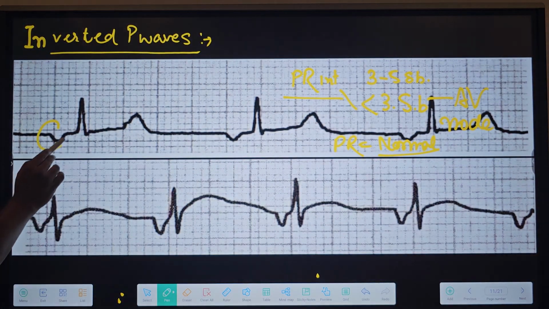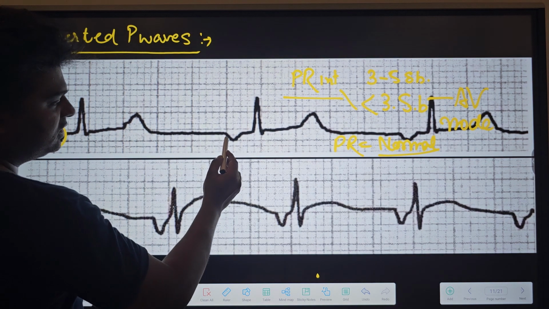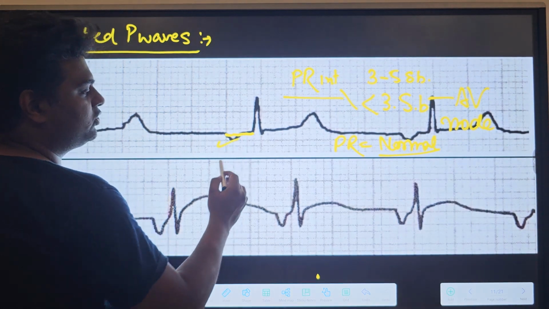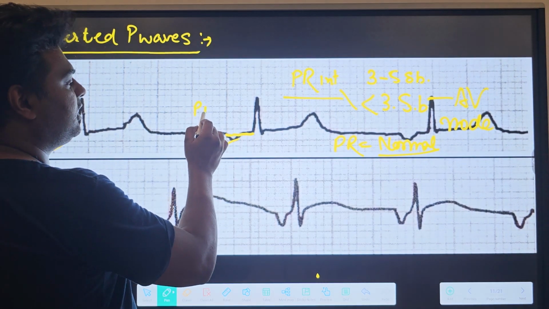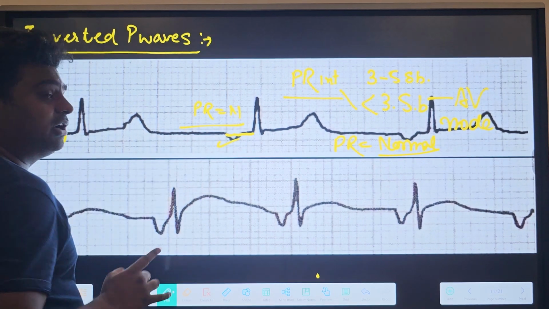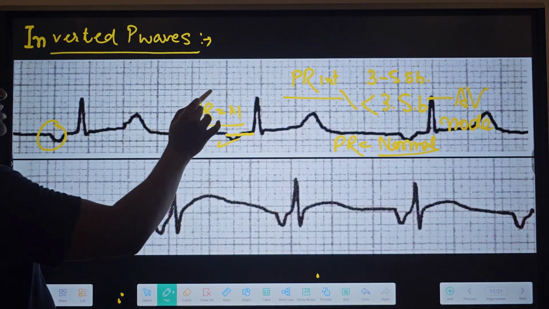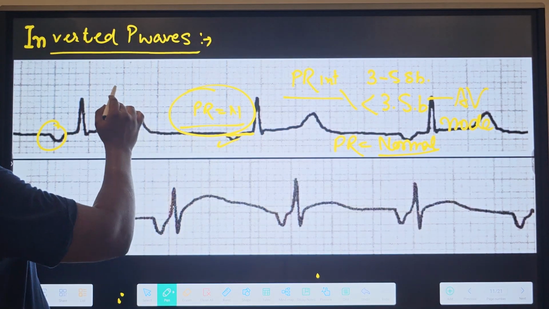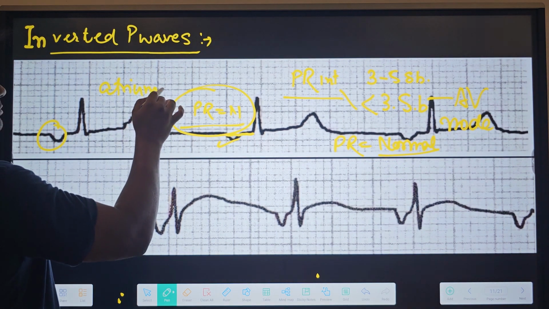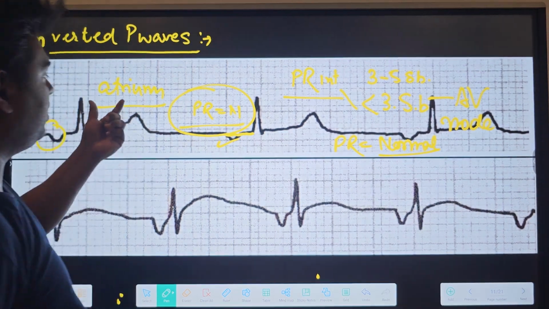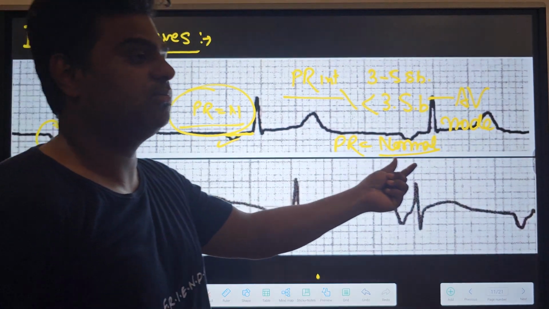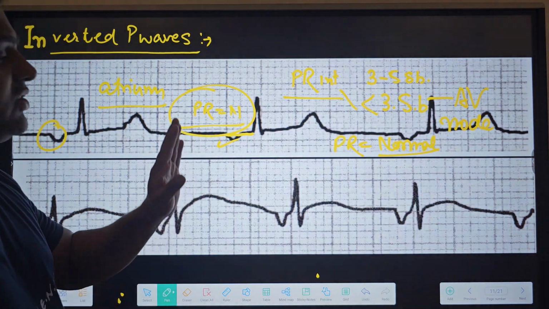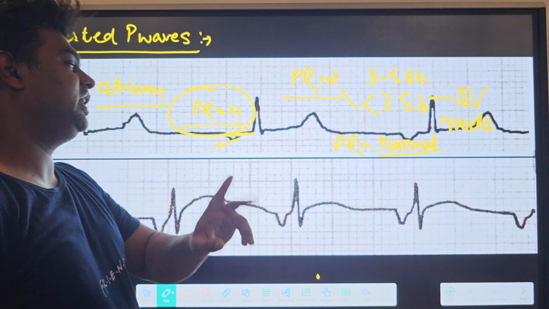Now this is an inverted P wave. If you see the PR interval, it is 1, 2, 3 and 3.5. That is normal. So here the P wave is inverted and the PR interval is normal. That means it is not produced from the AV node. It is produced above the AV node but not from the SA node, so generally from the atrium, neither from the SA node nor the AV node. So it is an ectopic atrial rhythm originating somewhere between the SA node and the AV node in the atrium.